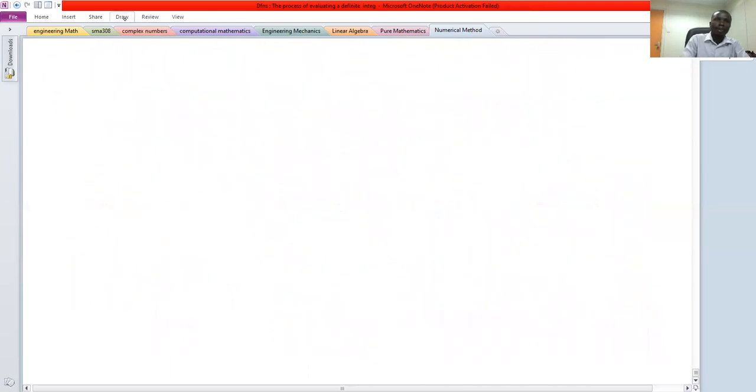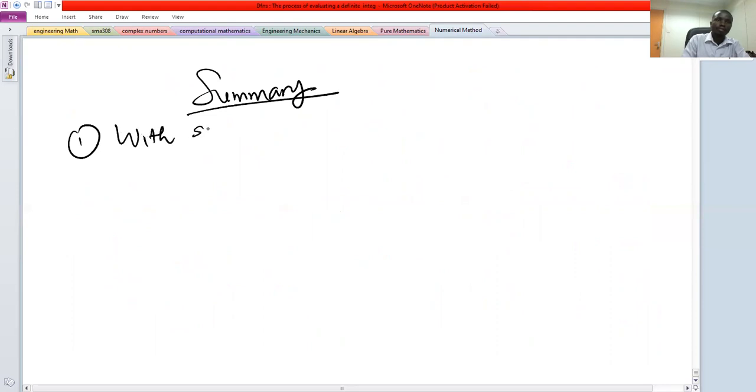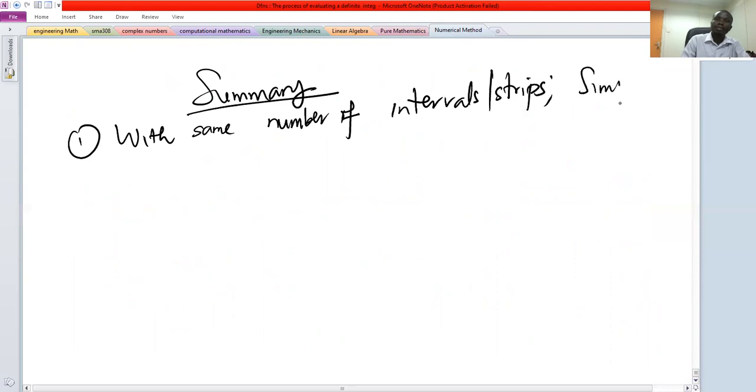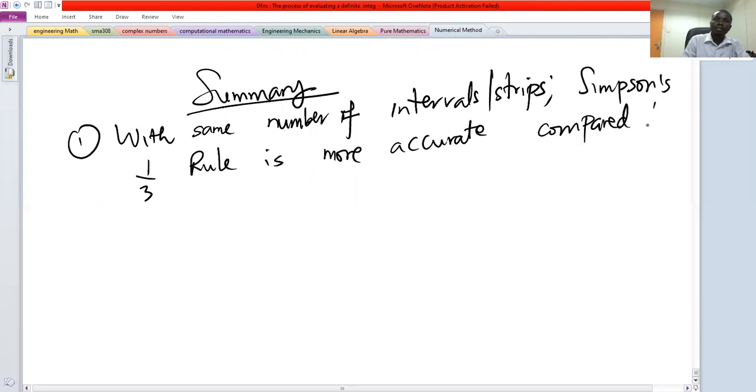So in summary, number one, with the same number of intervals or strips, Simpson's one-third rule is more accurate compared to Simpson's 3/8 rule and the trapezoidal rule.